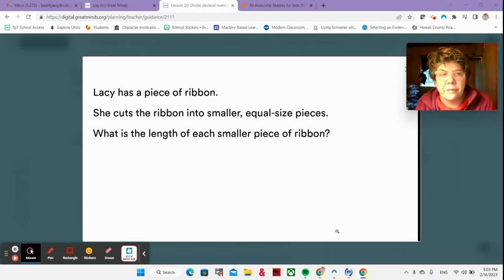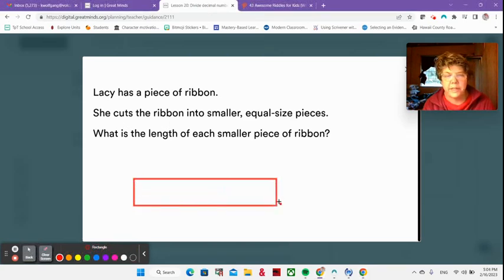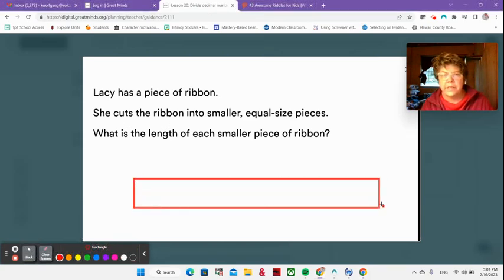Lacey has a piece of ribbon. She cuts the ribbon into smaller equal-sized pieces. What is the length of each smaller piece of ribbon? What could we draw to help us solve this problem? A tape diagram. Yep. Okay, let's draw ourselves a tape diagram. Here is Lacey's piece of ribbon, and she cuts it into smaller equal size pieces.